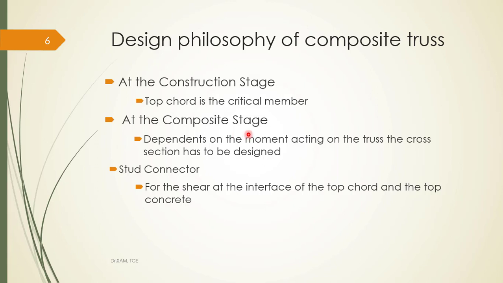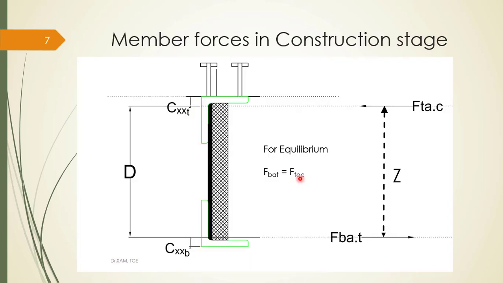In the composite stage, depending upon the moment or the load acting on the truss, the cross section has to be designed. The last component is stud connectors. Here in the stud connector design, we are going to take the horizontal shear at the interface of the top chord and the top concrete.